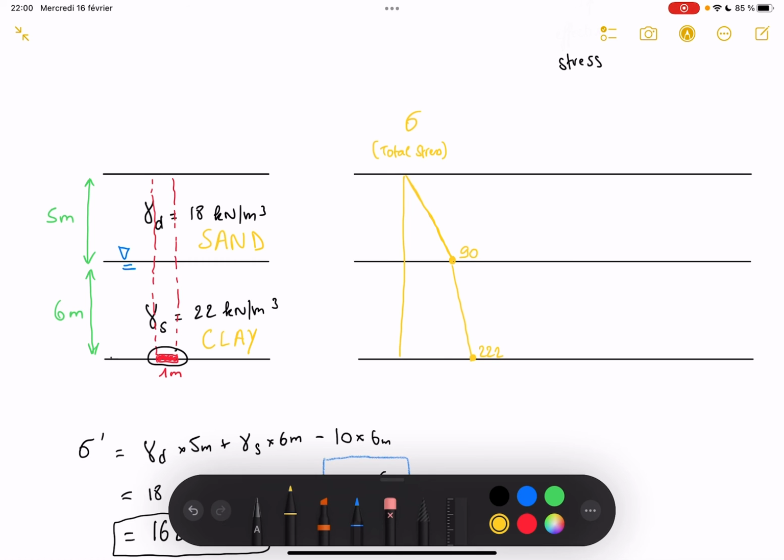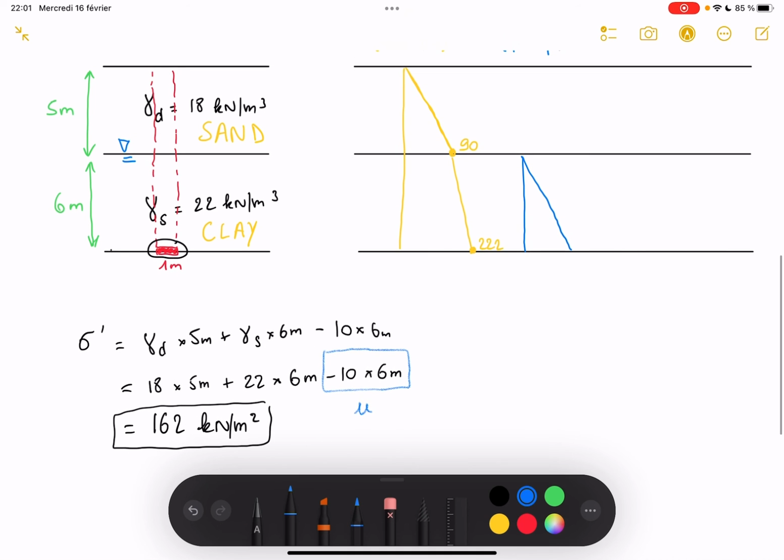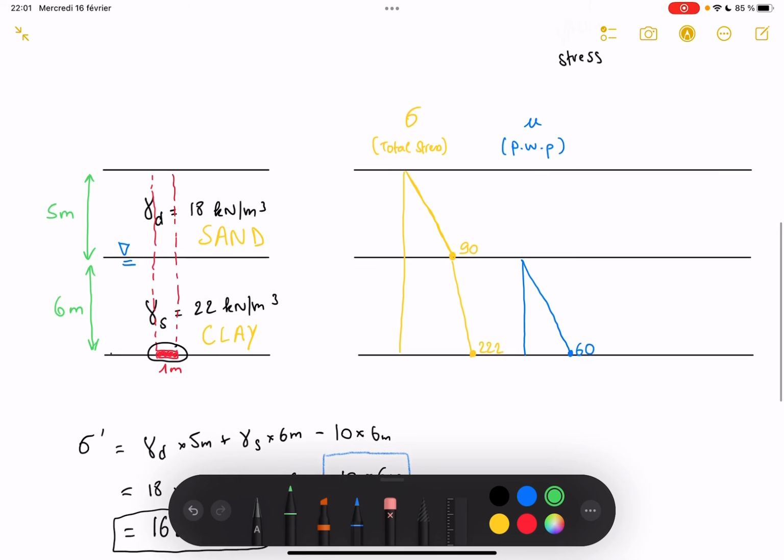Now let's work out the pore water pressure, which I will draw in blue, known as U, the pore water pressure distribution. There we go. The pore water pressure is linear as well, and it's 10 kilonewtons per meter cubed, per meter squared, sorry, since we're using a 1 meter strip, multiplied by the depth. So you'll be on 60 here.